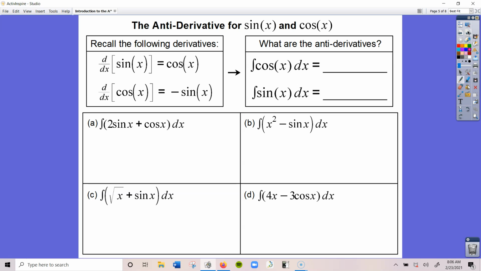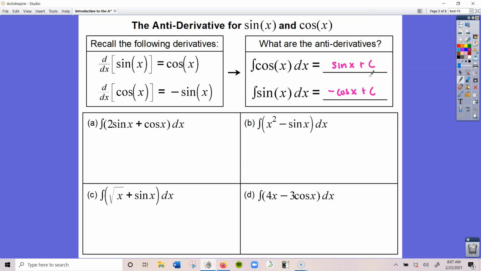Let's look at now a little bit of trig. So this is what we know. We know that the derivative of sine is cosine, and the derivative of cosine is negative sine. So now if we're working backwards, the integral of cosine is sine, right? Because we're going backwards, plus c. But for the integral of sine, if we were to go backwards, we have this negative here. So the integral of sine would give me negative cosine x plus c.